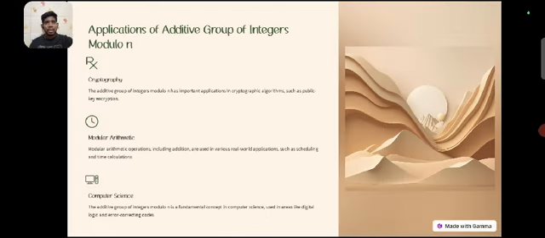Now let us come to the applications of the additive group of integers modulo n. Cryptography. The additive group of integers modulo n has important applications in cryptographic algorithms such as public key encryption. Second, modular arithmetic. Modular arithmetic operations, including addition, are used in various real-world applications such as scheduling and time calculation. Third, computer science. The additive group of integers modulo n is a fundamental concept in computer science used in areas like digital logic and error correcting codes.